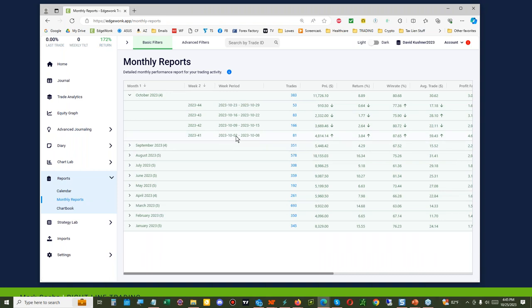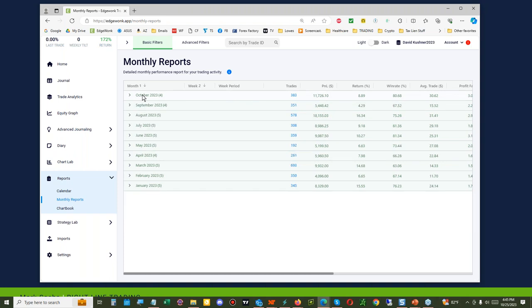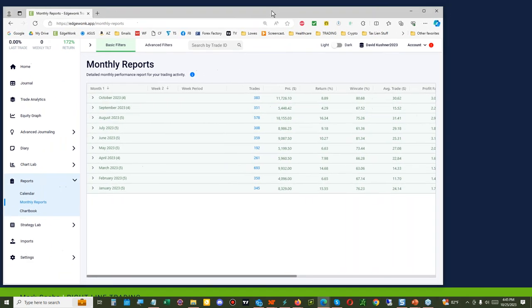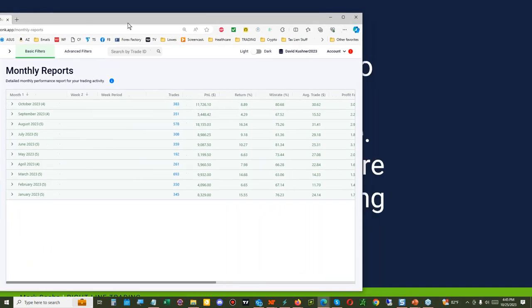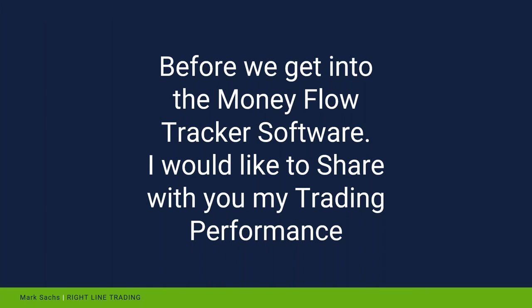So this is the week from the 2nd to the 8th, from the 9th to the 15th. So look, the first week we did 4,800, the second week, 3,600, right? And that's how we got to 11,726, all right? So this is how I show my trades. I keep track of all of my trades.